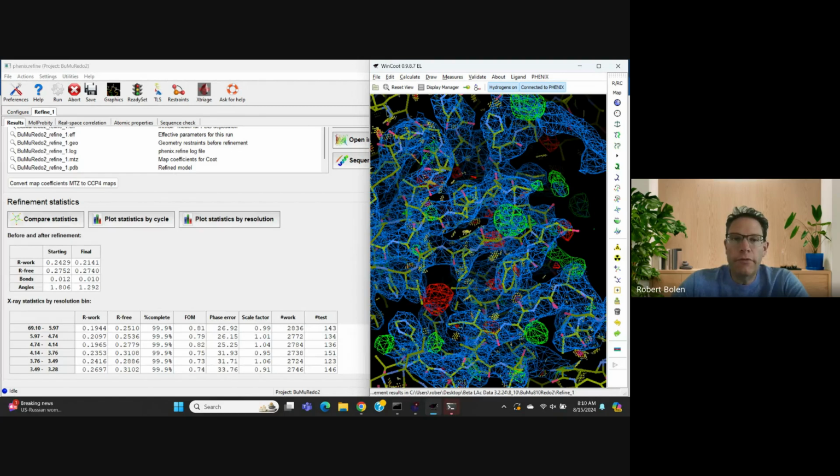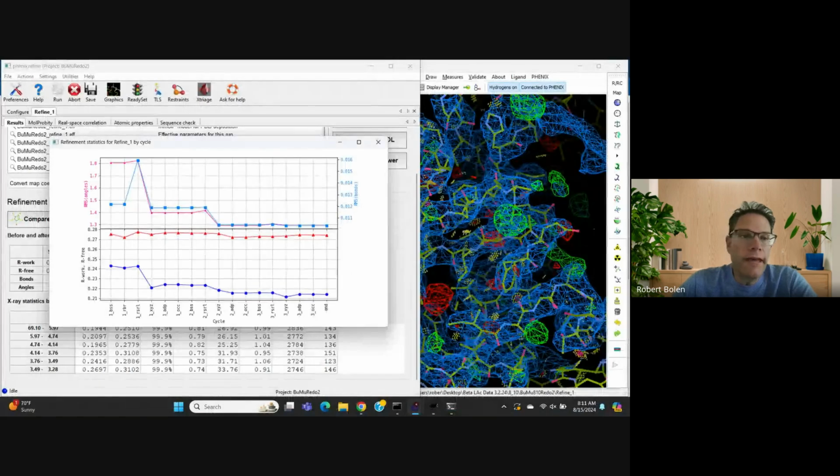And basically what Phoenix does is it builds the model into the map. So it creates this three-dimensional structure for us. And it also gives a tremendous amount of data. Right here, you can see there are some R values that it gives. And it shows you also different resolution levels. And what it basically does is it allows you to determine how well the model has been constructed and how well it fits the map.